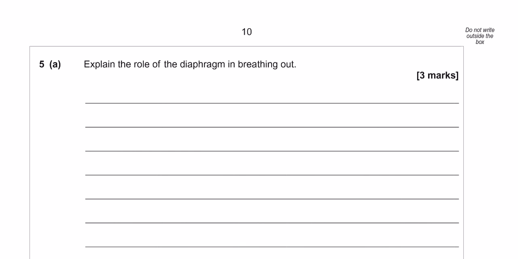Okay, next question is about lungs and breathing, and it talks about the forced expiratory volume as well. First question, it says explain the role of the diaphragm in breathing out, and just to note it is worth 3 marks. So for the first mark, it's looking for the fact that the diaphragm moves up when you breathe out, or it becomes dome-shaped.